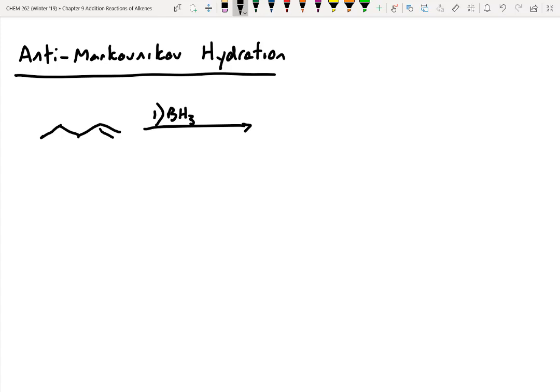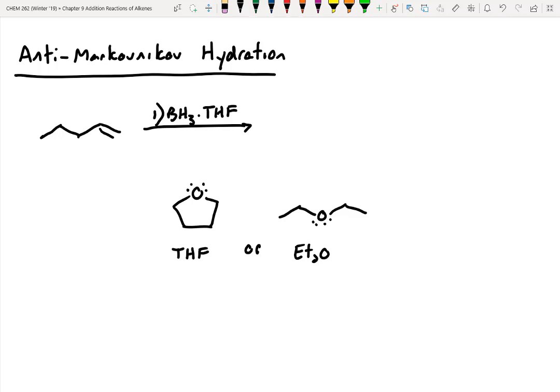Oftentimes what we choose to do that is some sort of cheap ether. So you'll often see this with THF, or diethyl ether. THF is tetrahydrofuran. Or you can use diethyl ether, which is often abbreviated as Et2O. Either one of these can coordinate because they've got these lone pairs coming off of the oxygen that can donate into the p orbital. We'll talk a lot more about that when we get into ether chemistry later on. But I did want to explain why there's always THF or diethyl ether in there.